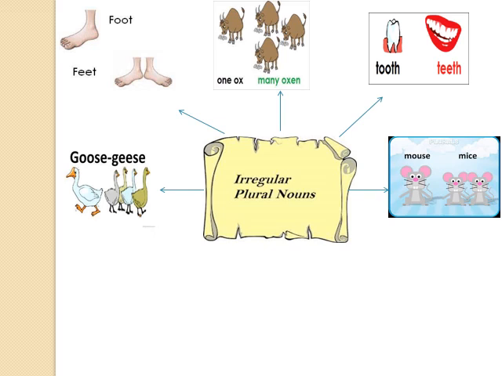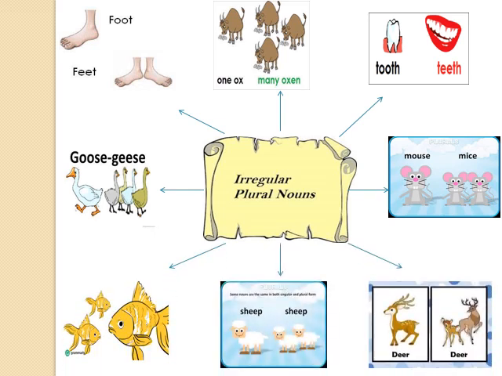Now we have three other words that stay as they are in singular and plural. They are fish, sheep, and deer. For example, I say fish, one fish, and the plural is two fish, three fish, some fish. One sheep, two sheep, three sheep, some sheep. One deer, two deer, three deer, some deer.